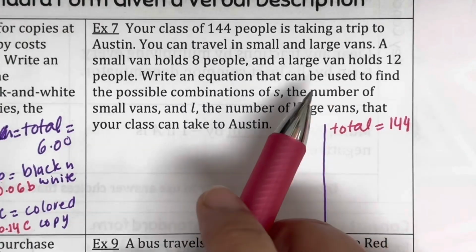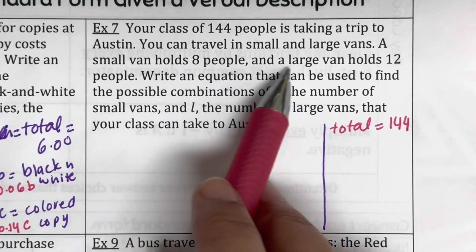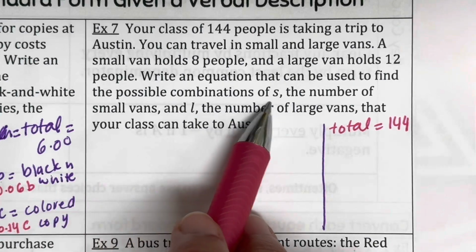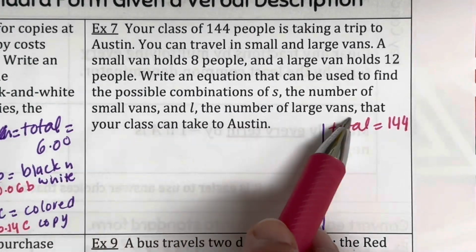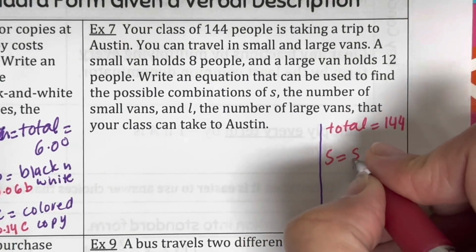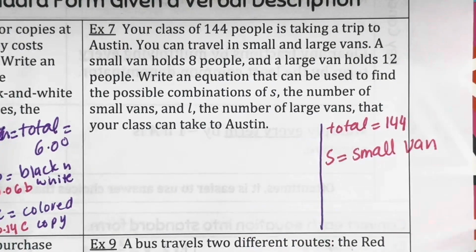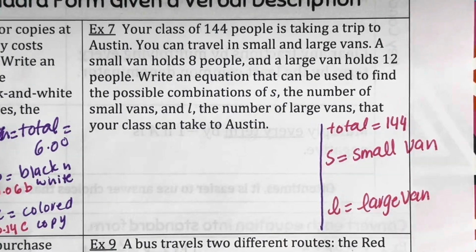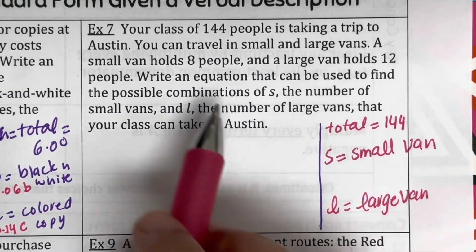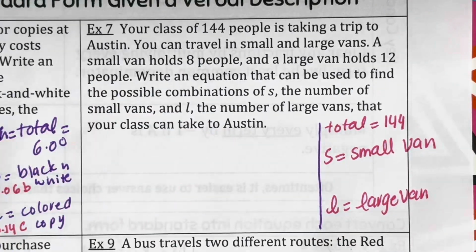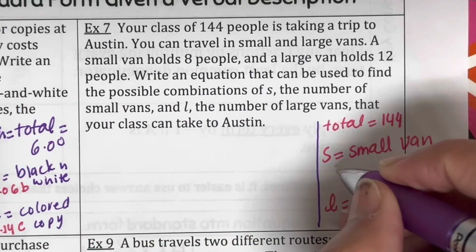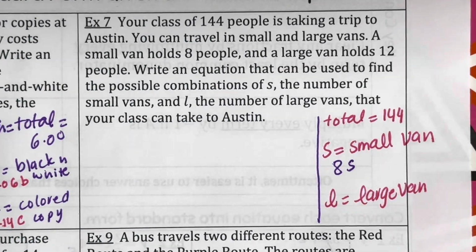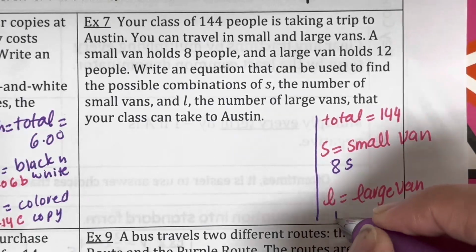You can travel in small and large vans. A small van holds 8 people and a large van holds 12 people. Write an equation that can be used to find the possible combination of S, the number of small vans, and L, the number of large vans. So S is small van and L is large van. S can hold 8 people. That means in every S or small van, it is 8 each, so 8S. And for every large, it can hold 12, so it should be 12L.